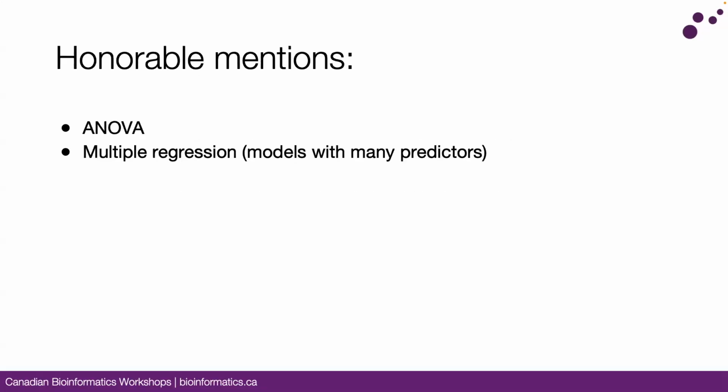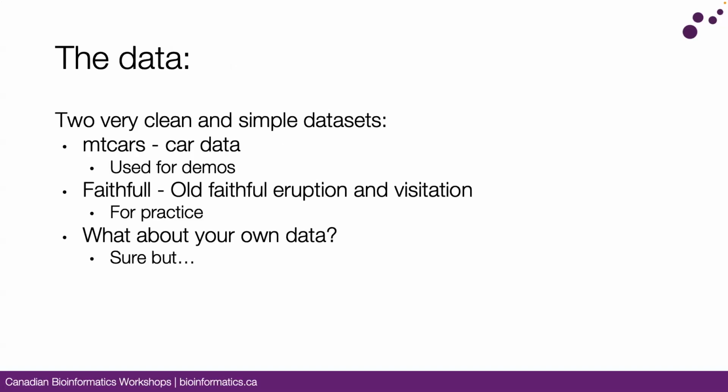So with linear models, we're going to do linear regression. We just want to give a shout out to ANOVA. ANOVA is basically linear regression for categorical data instead of continuous data. And multiple regressions, which is basically with multiple predictors instead of just a single predictor, this is what we will use.